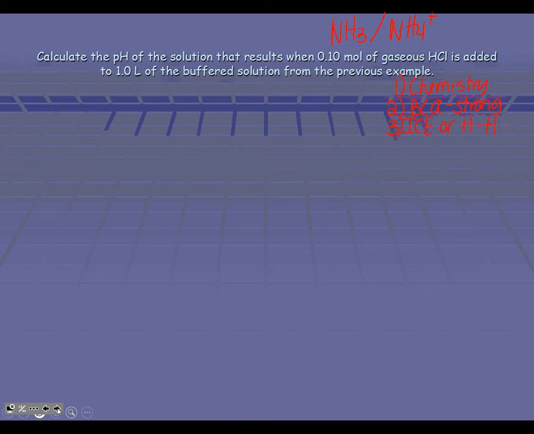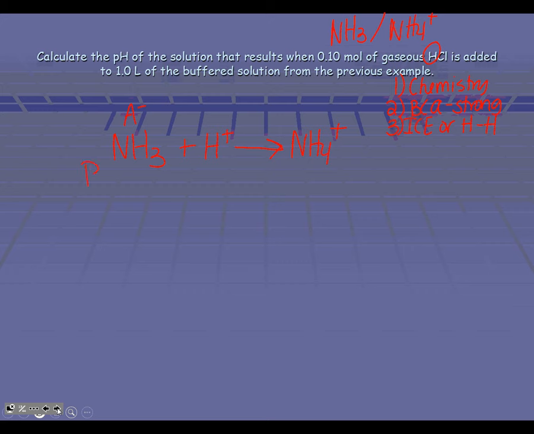Okay, chemistry first. What's going to react with what? So we are adding acid in. Acid reacts with base, so we have to go with our A minus, our ammonia. So NH3, our A minus, plus our strong acid. One-way arrow, because this is stoichiometry, not equilibrium. Gives us our ammonium.